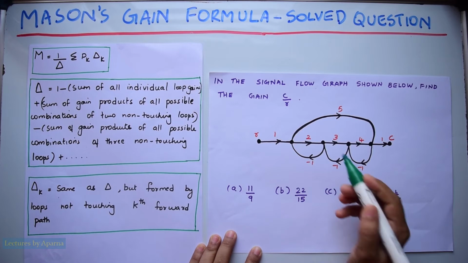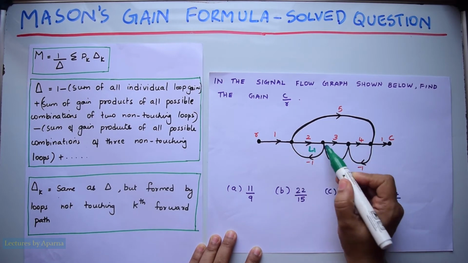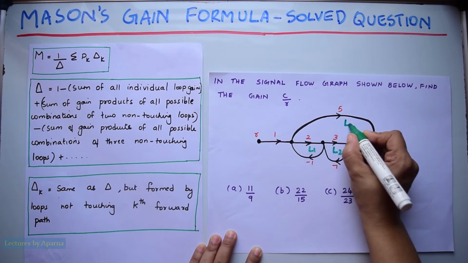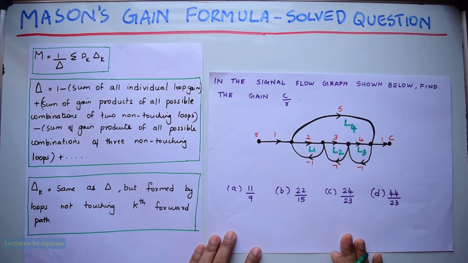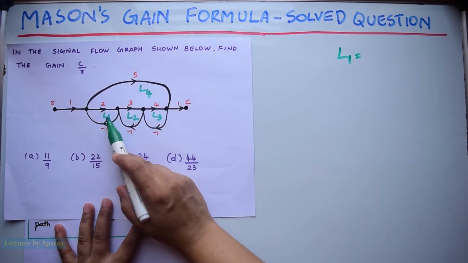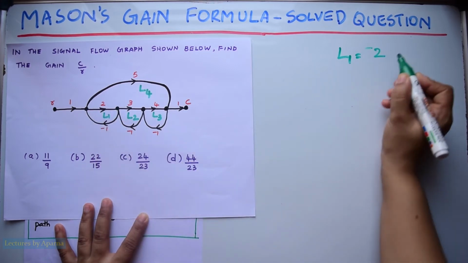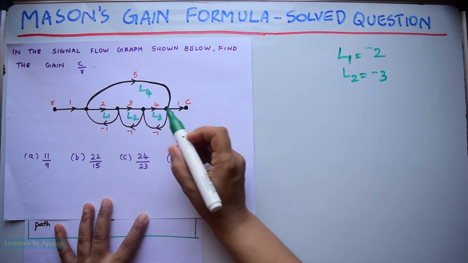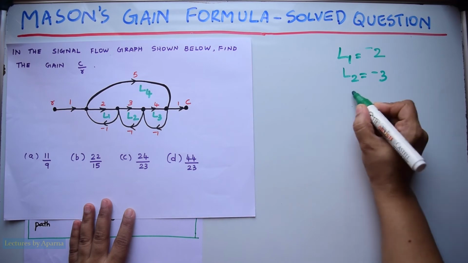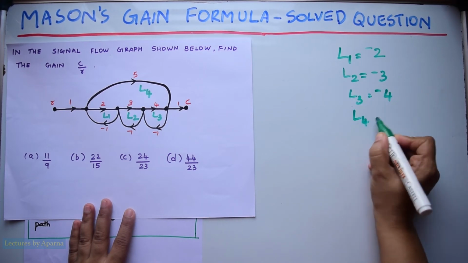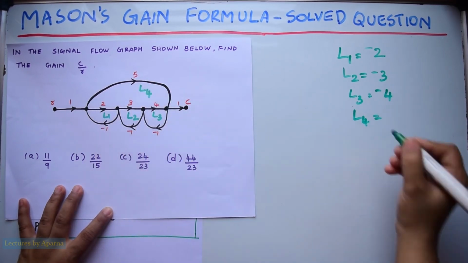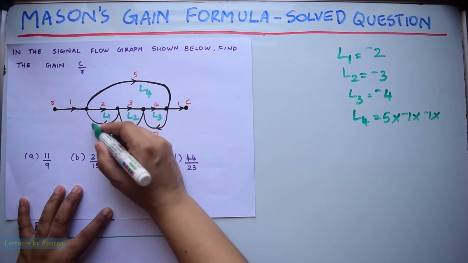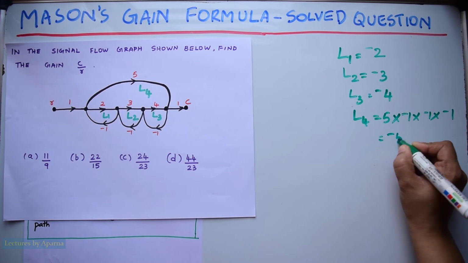So here there are four loops. This is one loop L1, this is a second loop L2, this is a third loop L3 and this is the fourth loop L4. So the loop gains will be like this. L1 is the loop gain of L1, that is equal to 2 into minus 1, that is minus 2. Loop gain of L2 is equal to 3 into minus 1, that is minus 3. Loop gain of L3 is 4 into minus 1, that is minus 4. Now the loop gain L4 will be equal to 5 into minus 1 into minus 1 into minus 1. That will be equal to minus 5.